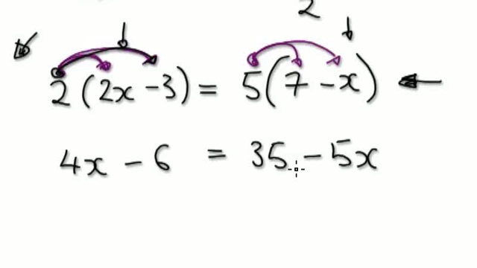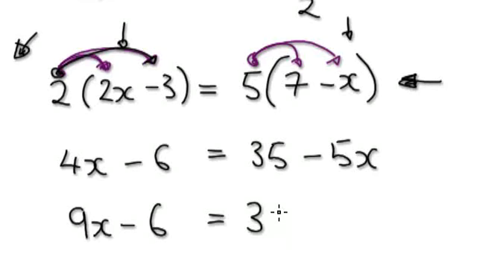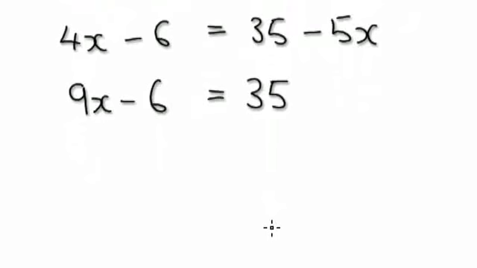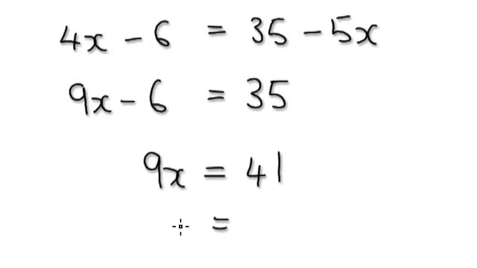Now get all the x's on one side. So here we would add 5x to both sides. So if you add 5x to both sides, you're going to have 9x minus 6, and this will be 35, and now add 6 to both sides. So 9x add 6 will be 41. Now divide both sides by 9. So x equals 41 over 9.